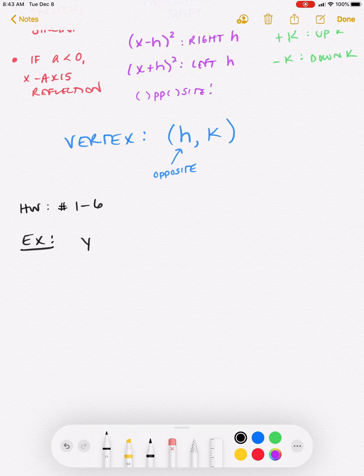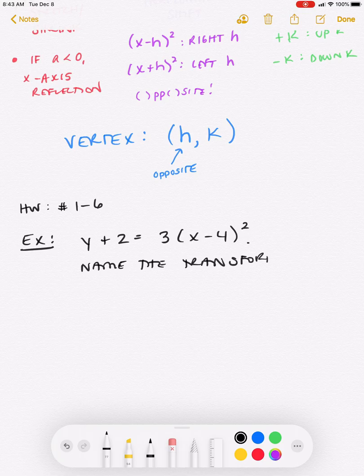All right, so y plus 2 equals 3 times x minus 4 squared. I want you to name the transformations. Well, I did this a couple times on the homework where we're not exactly in vertex form because we need to rewrite the equation and get the y by itself. So what we're going to do here is take this y plus 2 and bring it over to the other side. And so vertex form is going to be y equals 3 times x minus 4 squared, and then we need to tack on the minus 2 on the other side.